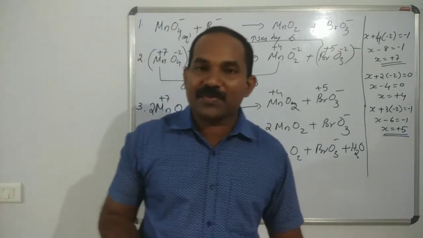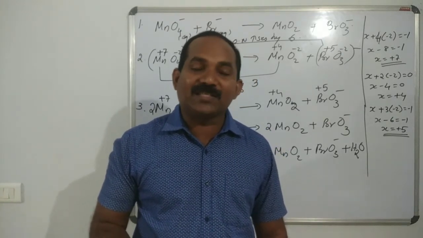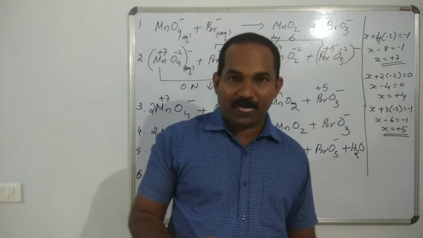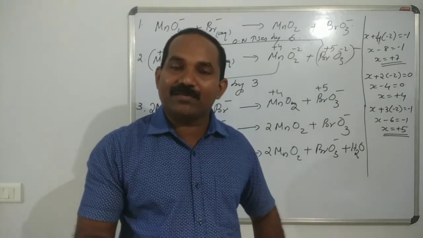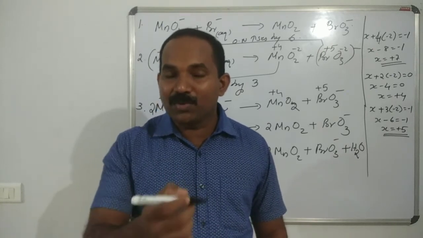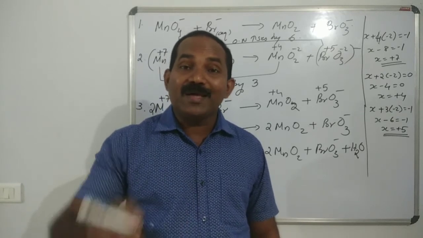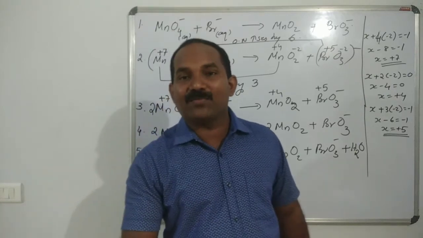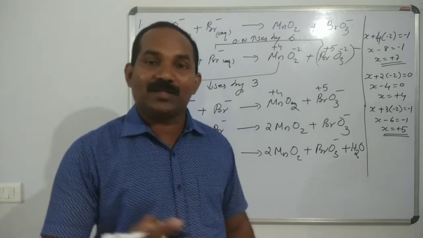And the sixth step. What is the sixth step? Balance the hydrogen. For balancing the hydrogen, we consider the medium. In acidic medium, it is very easy. H plus is added in the deficient side of the hydrogen atom. But in basic medium, the rule is add appropriate number of water molecule in the deficient side of hydrogen. At the same time, you add equal number of OH minus on the other side.